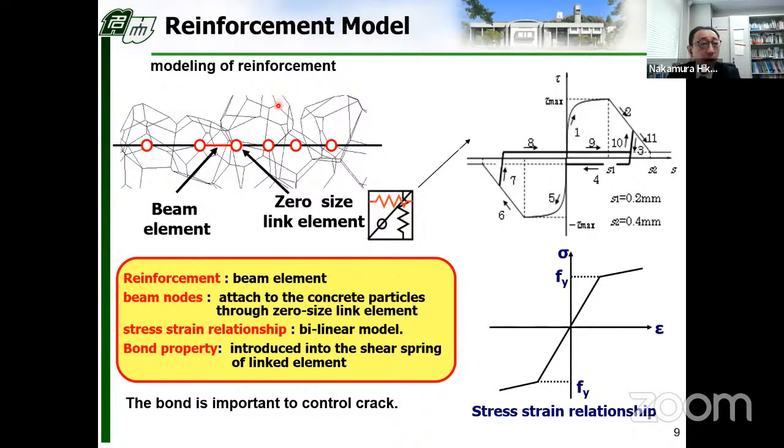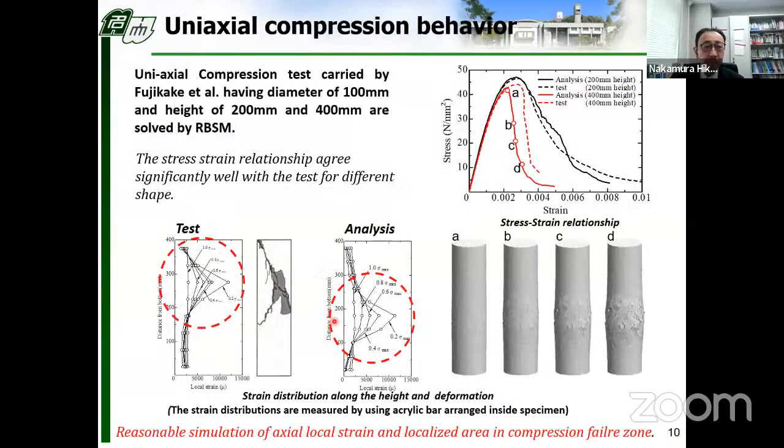This is a model of reinforcement. Reinforcement is modeled by beam elements and is attached to the concrete particles through zero-size link elements. Moreover, bond property is introduced into the shear spring of the link element. The bond is important to control cracks. I will show several results simulating mechanical behaviors.